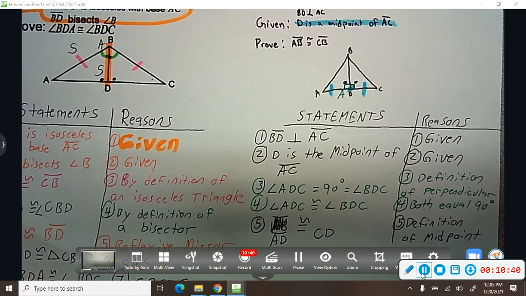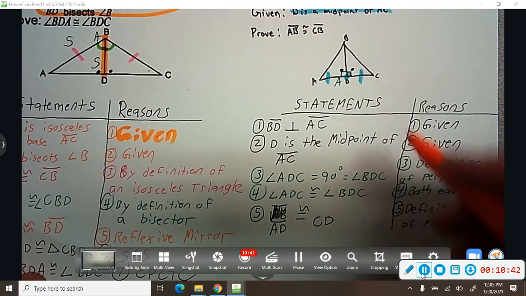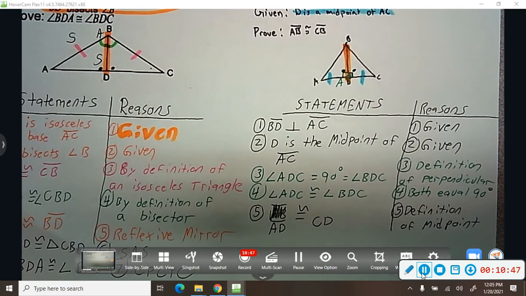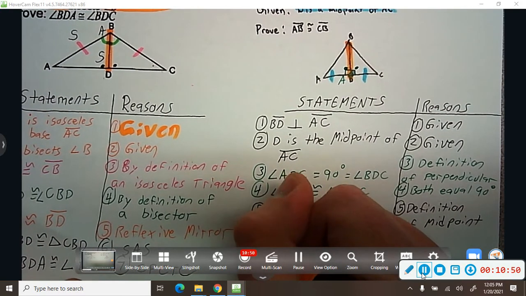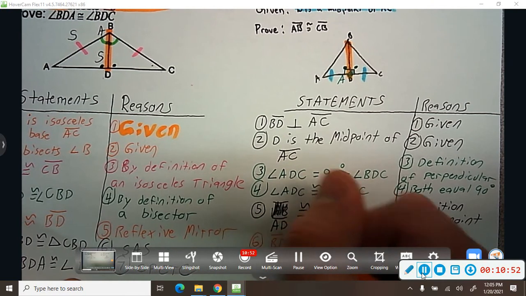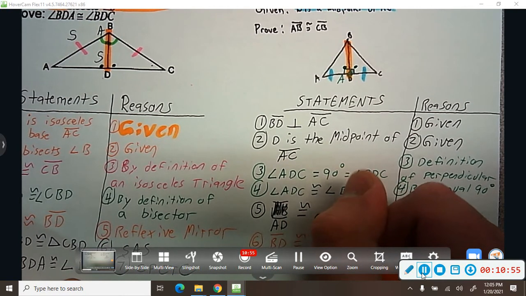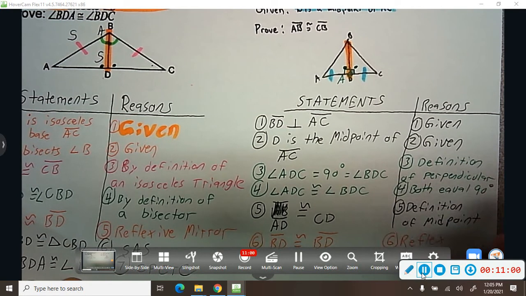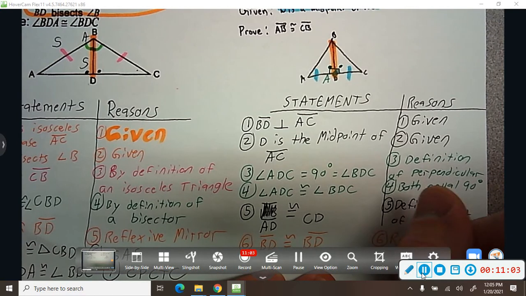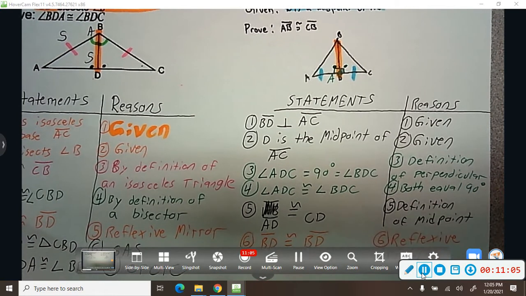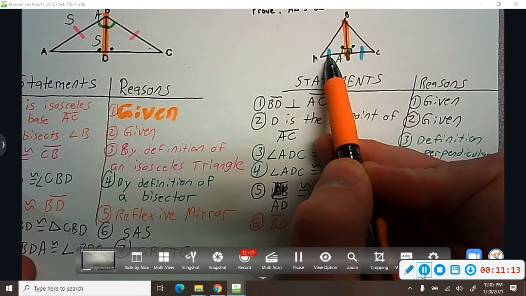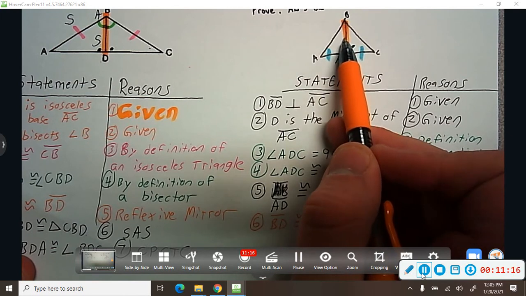And then finally, use this property a lot in proofs. It basically just says, just like before, that BD is equal to BD. Why? Because it's reflexive. And so I have to decide, do I have enough information to prove these triangles congruent? Yes, I do. I have S, A, S.